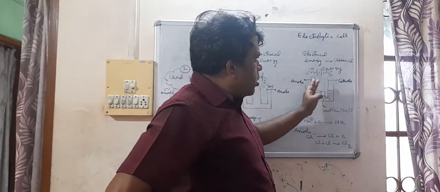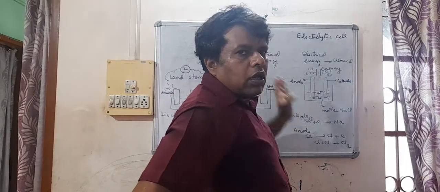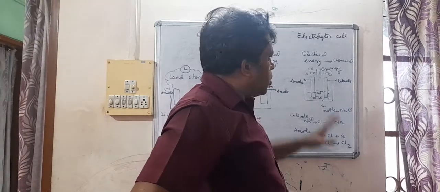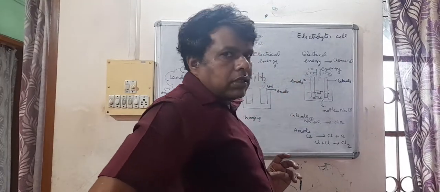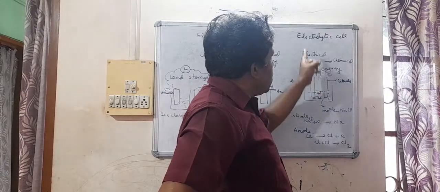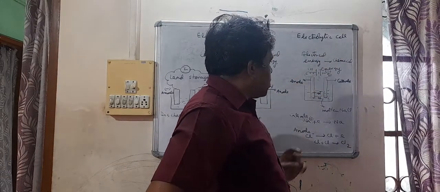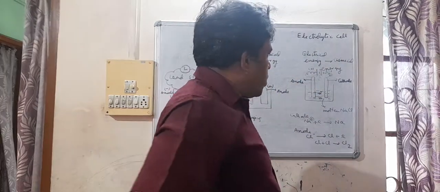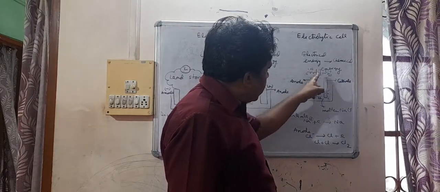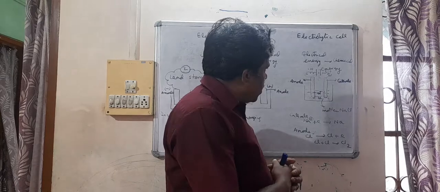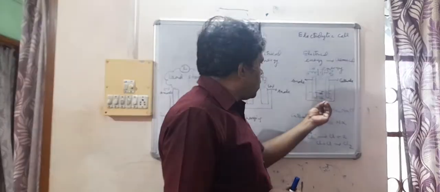Just pointing out, in case of galvanic cell that we had studied, it was opposite. In galvanic cell, anode was minus, negative. But here in electrolytic cell, anode is positive. That you have to remember. Now when we pass current, what chemical change happens here?